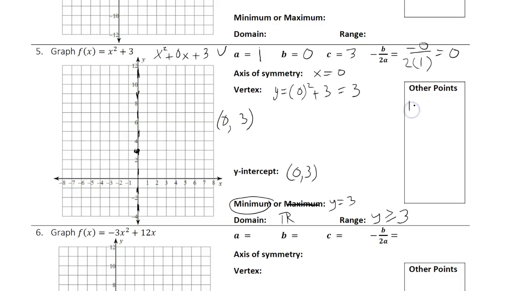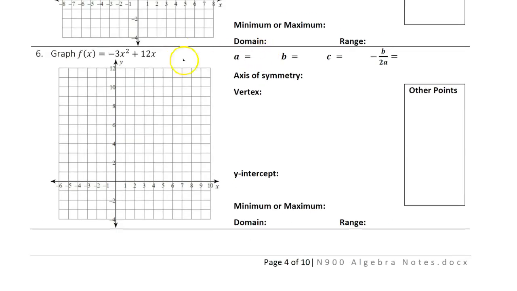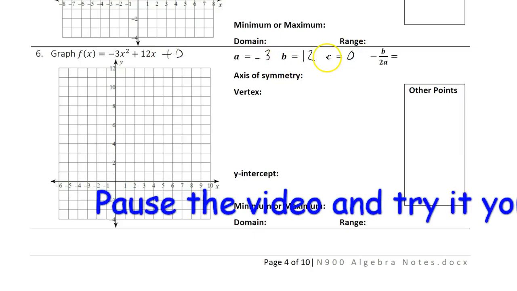To find the other points, a times 1 squared equals 1. A times 4 equals 4. A times 9 equals 9. Connect the dots with a smooth curve. In this example, the constant is missing. Replace it with a 0. A equals -3, b equals 12, c equals 0. Now pause the video and try it yourself.